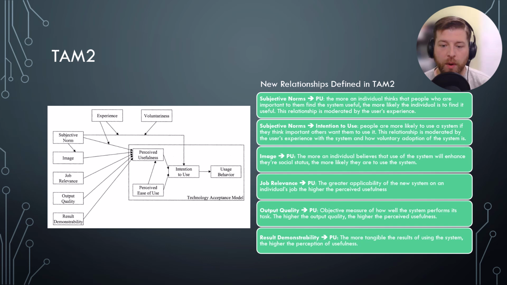How output quality influences perceived usefulness. In other words, objective measures of how well the system actually performs its task. Result demonstrability and its effect on perceived usefulness, which is the more tangible the results of the use of the system, the higher the perception of its usefulness.